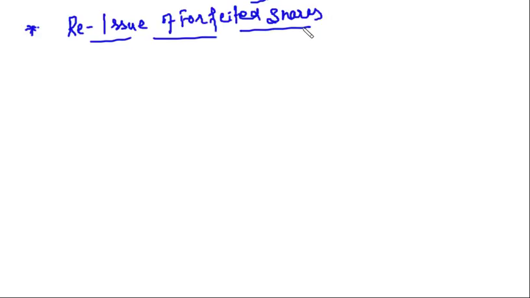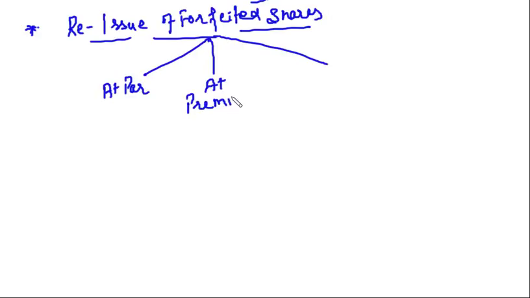Now, in case of reissue, there are three possibilities. They can be reissued at par, or at premium. And the third possibility here is at discount.